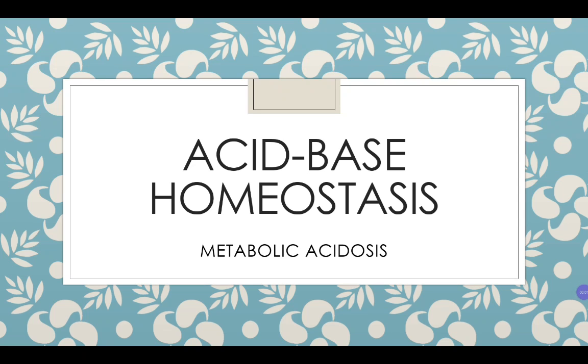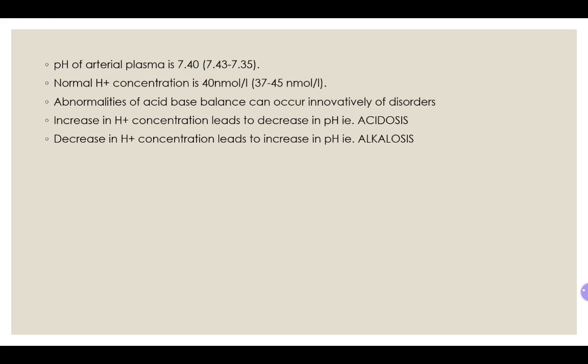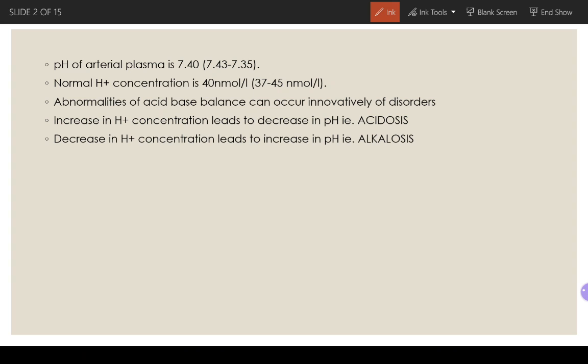Okay, so let's talk about acid-base homeostasis and specifically about metabolic acidosis. First, we need to know what is the pH of arterial plasma. The pH of the plasma in the arteries is equal to 7.4. The pH is basically determined by the H plus concentration present in the plasma. The normal H plus concentration in the plasma is 40 nanomole per liter. This will give you a pH of 7.4.